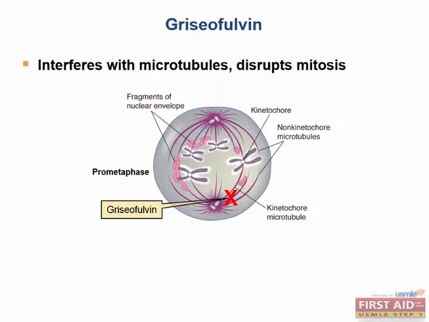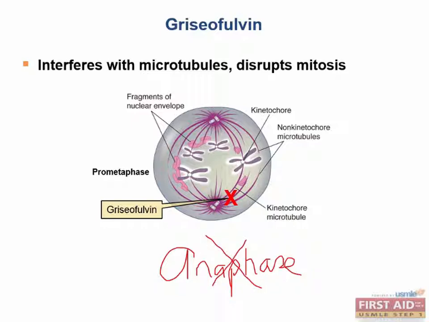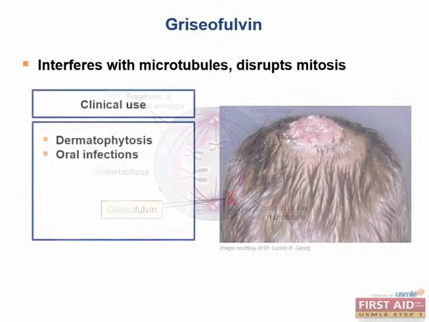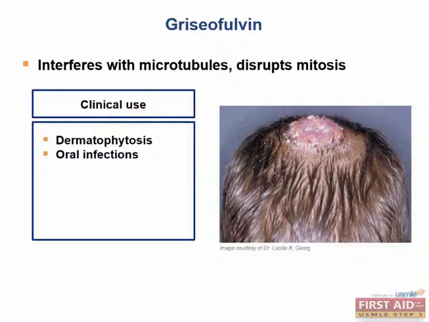The next drug is griseofulvin, a drug that targets microtubules and disrupts mitosis. Thinking back to cell biology, during what phase of mitosis are the chromosomes separating to opposite poles of the dividing cell? That would be anaphase. Very good. So griseofulvin essentially stops anaphase from happening and results in cell death. Griseofulvin is used clinically to treat cutaneous fungal infections, or dermatophytoses.